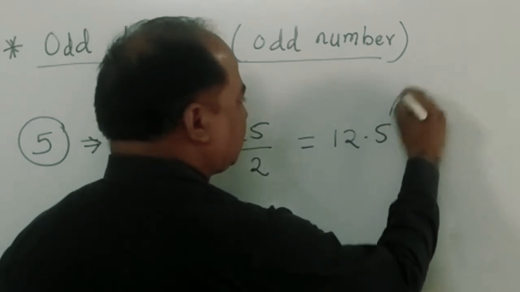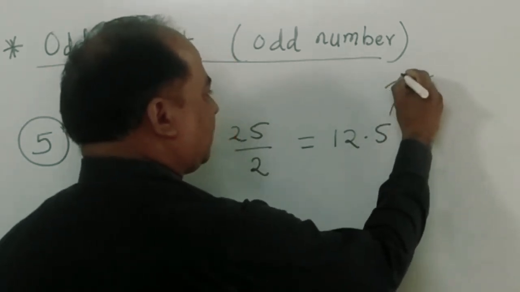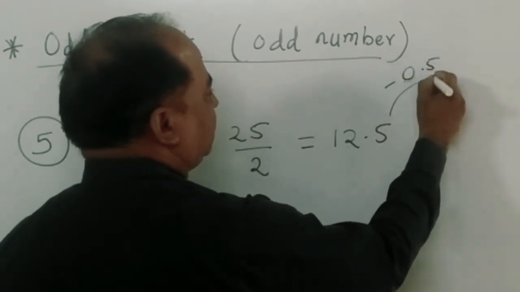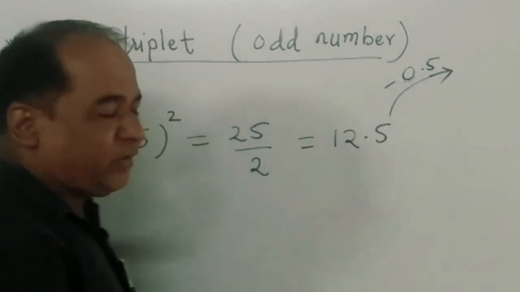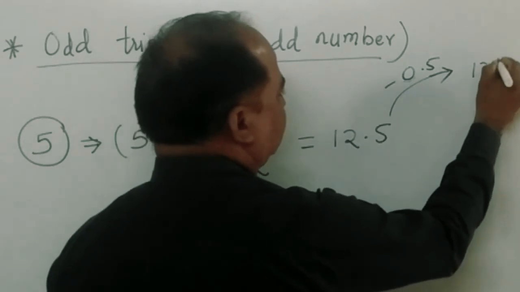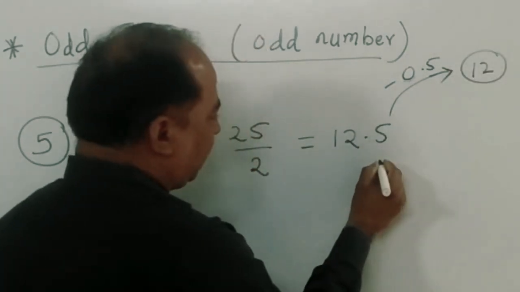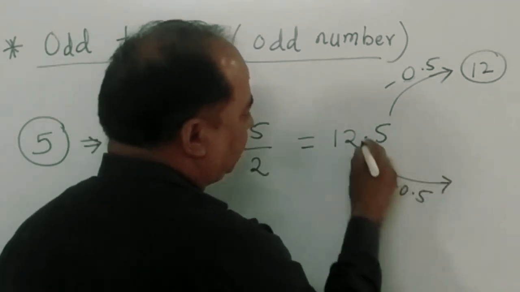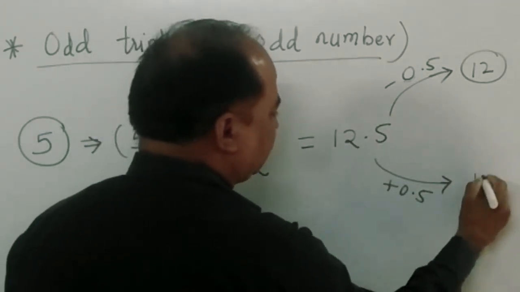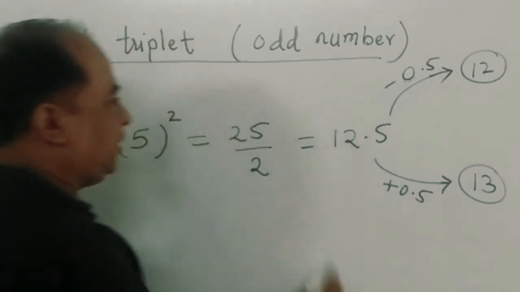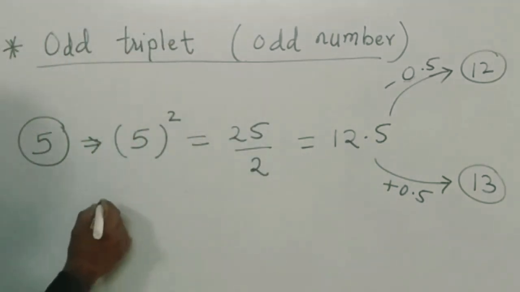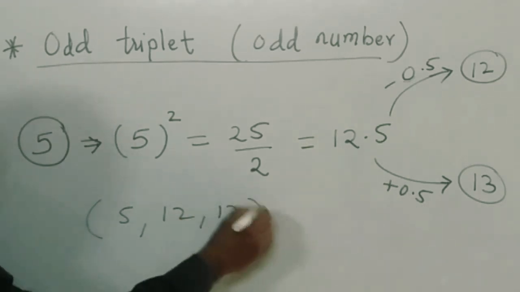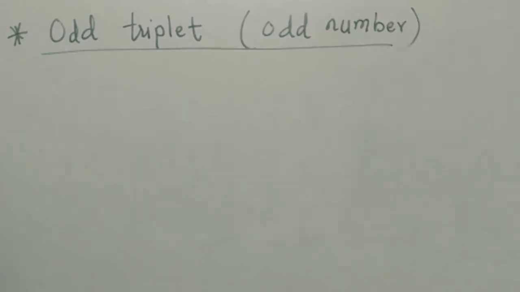Now subtract 0.5 from 12.5, we get 12, and add 0.5: 12.5 plus 0.5 is equal to 13. So the Pythagorean triplet is 5, 12 and 13.